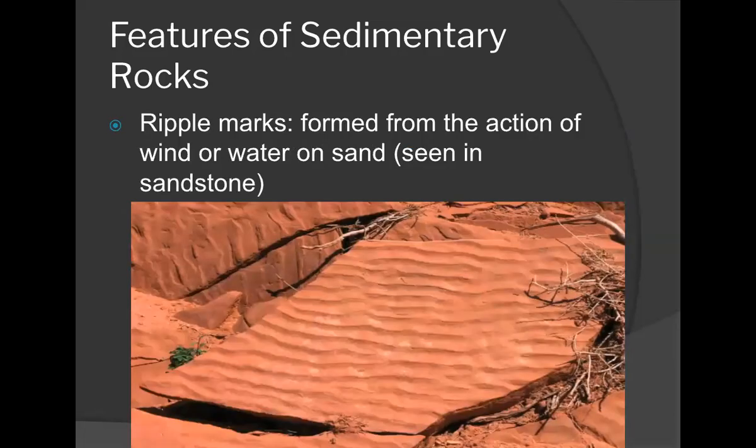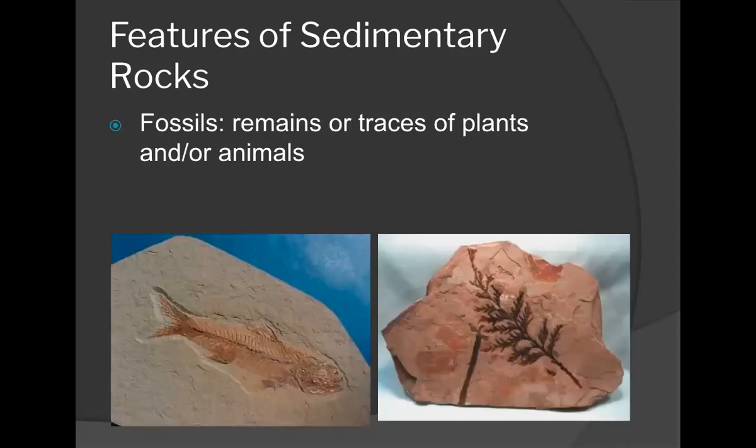Next are ripple marks. These are formed from the action of wind or water on sand. This is obviously seen in sandstone. You can see this in the picture below. Next is fossils, and fossils are the remains of something that was once living. So remains or traces of plants and or animals. We can find fossils within a rock.